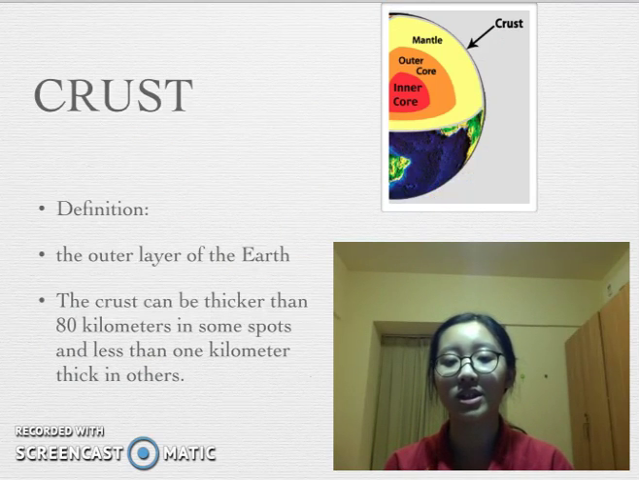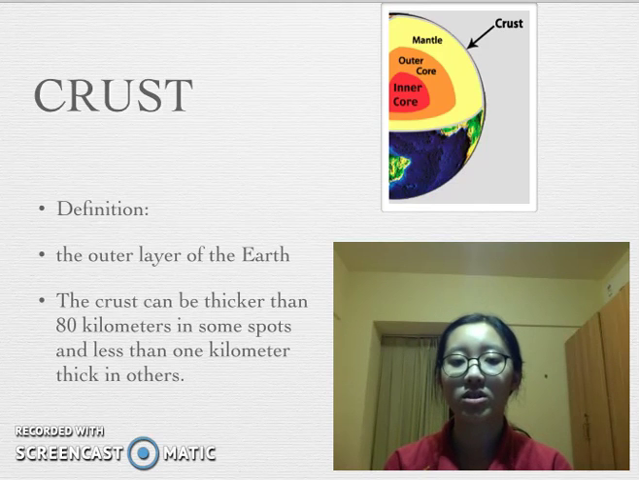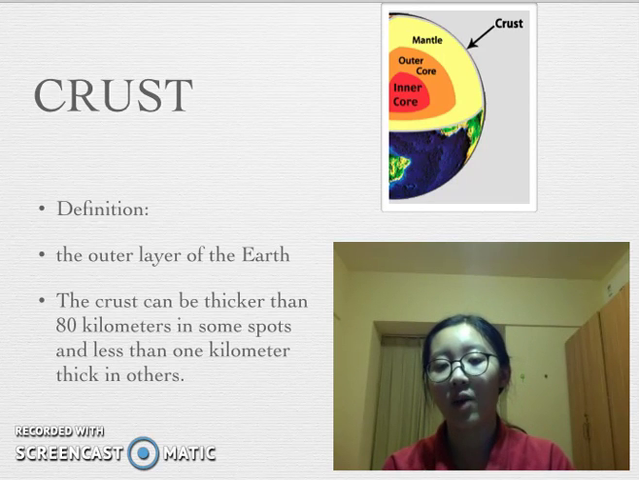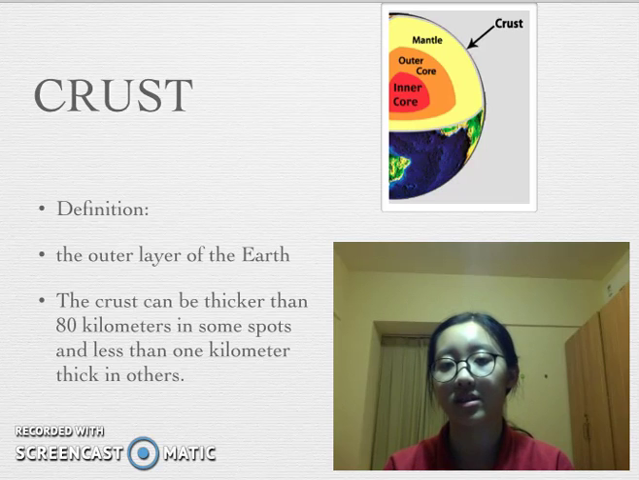Crust is the outer layer of the Earth. The crust can be thicker than 80 kilometers in some spots, but less than 1 kilometer thin in others. Crust covers the Earth.